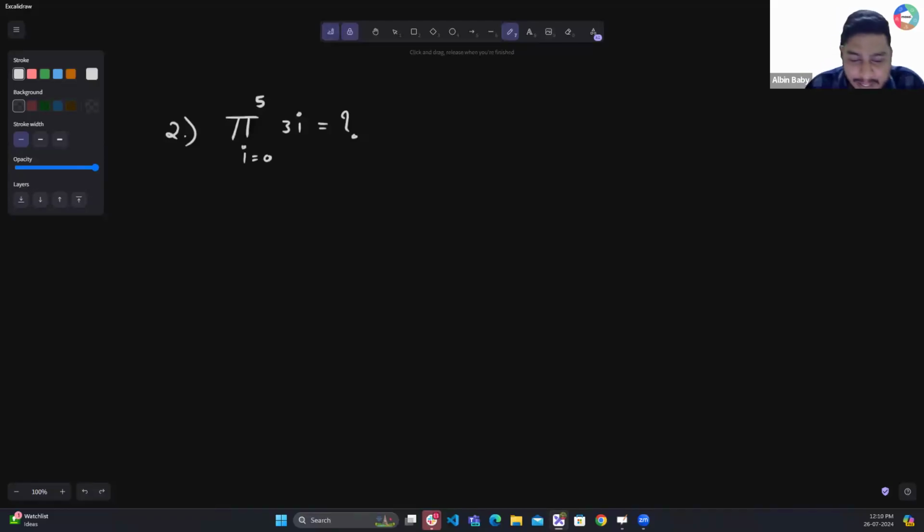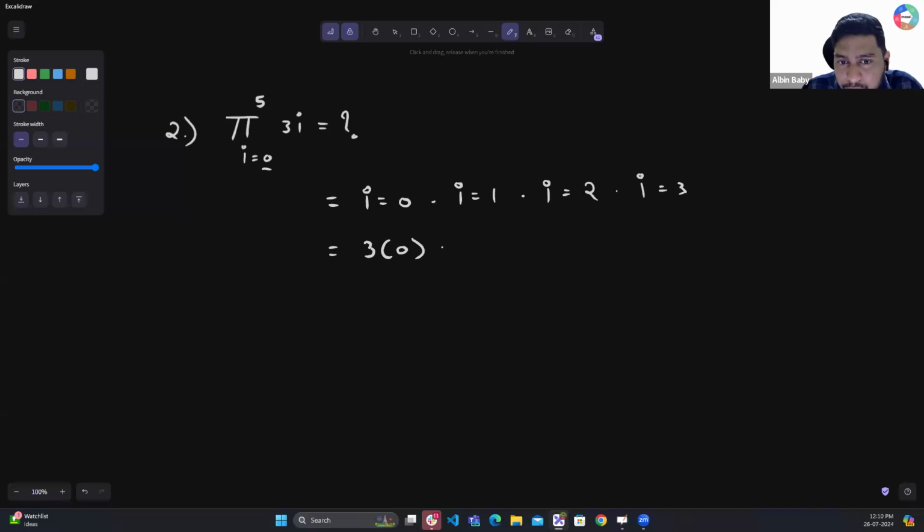Okay, so let's break it down, guys. You're starting from i equals 0, right? So i equals 0 times i equals 1 times i equals 2 times i equals 3, right? If you write the sequence, it is 3 into 0, into 3 into 1, into 3 into 2, into 3 into 3, right?